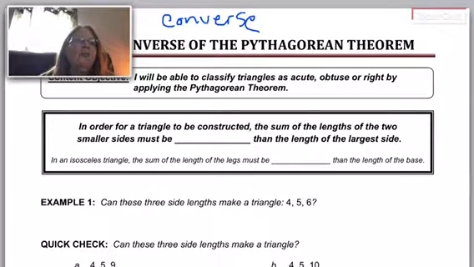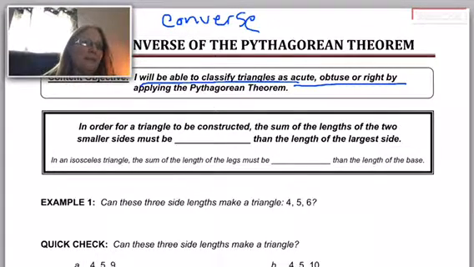This lesson is the converse of the Pythagorean theorem. It says I'll be able to classify triangles as acute, obtuse, or right by applying the Pythagorean theorem.